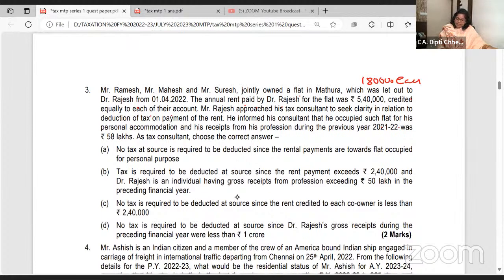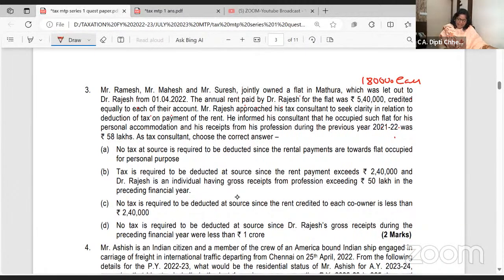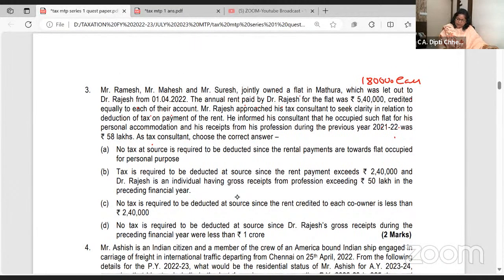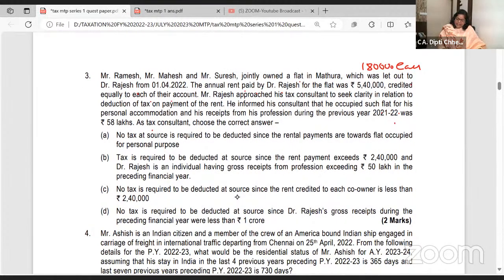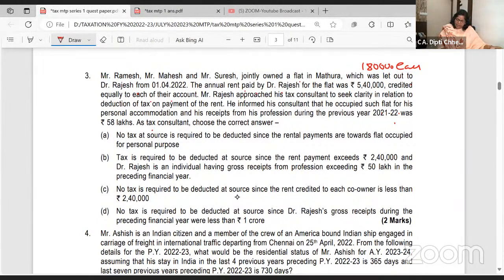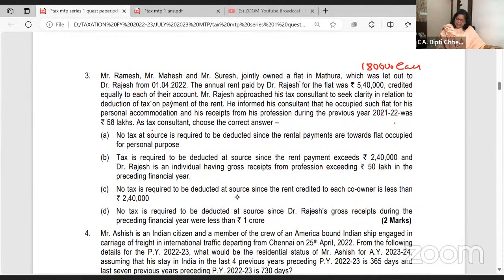And his receipt from profession is 58 lakhs. Okay, right. So if the professional receipts exceed 1 crore, you have to get books of accounts audited and all that. Now, no TDS is required to be deducted since rental payments were for a flat for personal use, or TDS is required to be deducted since the rent exceeds 240.